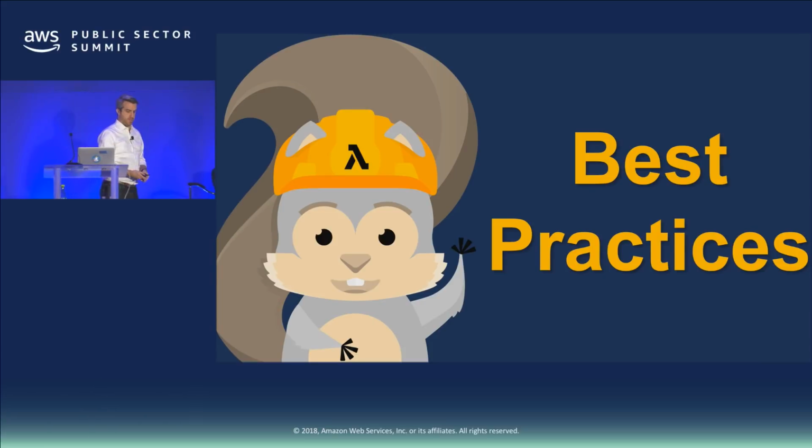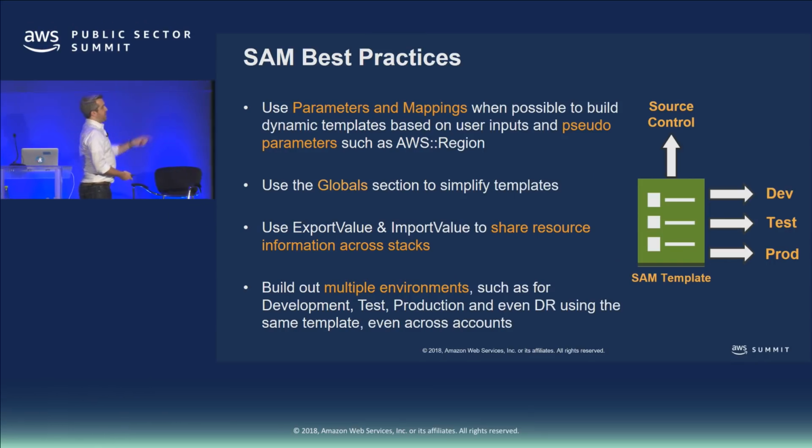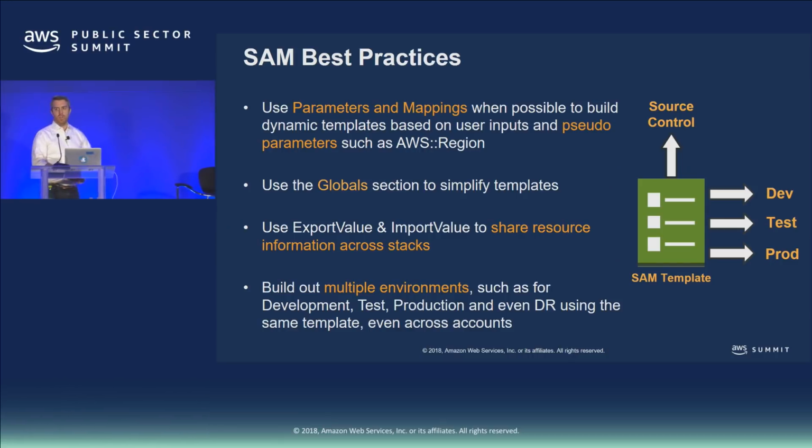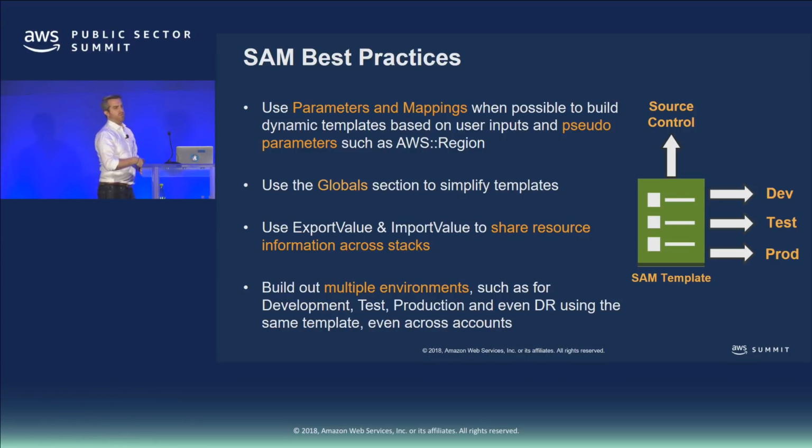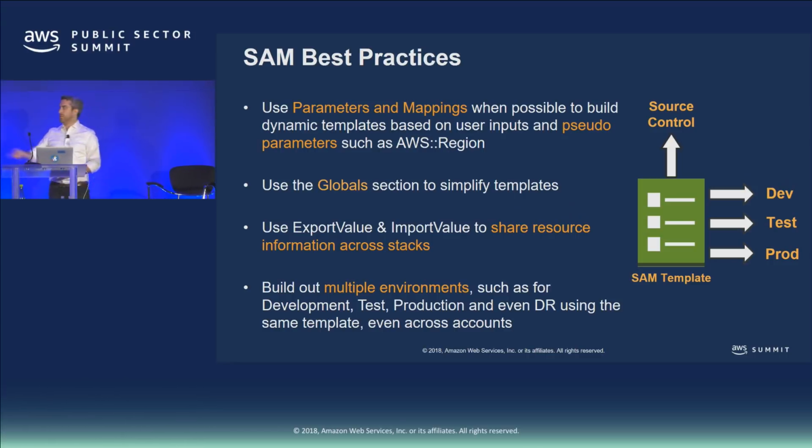So, some best practices. Really try to lean on parameters and mappings so that you can have a very dynamic template. Again, the goal is that you have one CloudFormation or SAM template that could be used for your application in any environment that it runs, whether it be locally, in test, in prod, in staging, in dev, in US East 1, in US East 2, in Dublin, in Singapore, wherever you're running. Lean on parameters and mappings to make that possible.